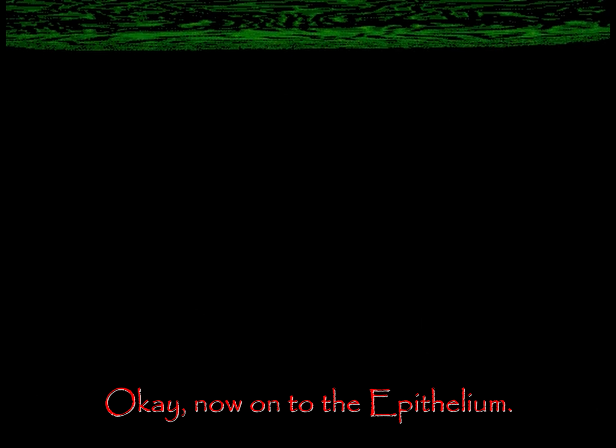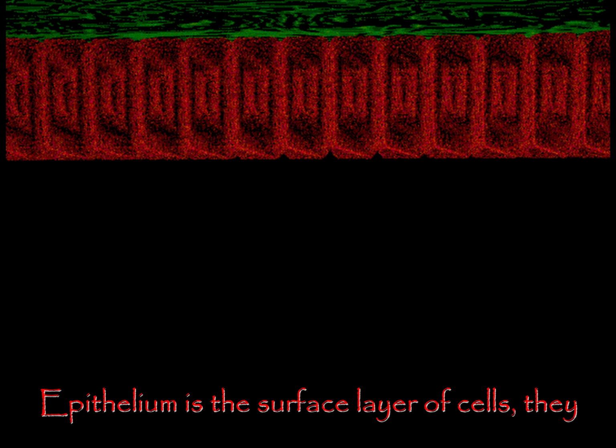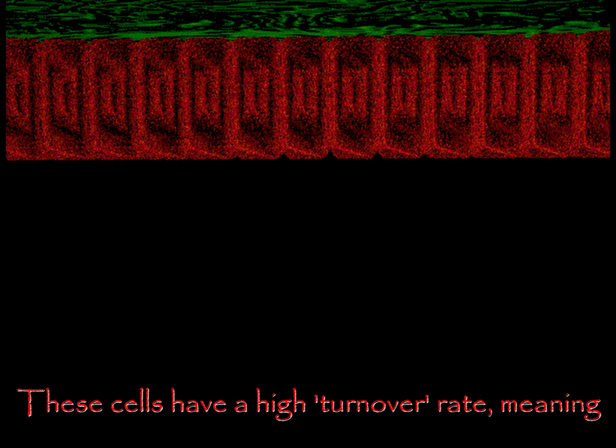Okay, now on to the epithelium. Epithelium is the surface layer of cells. They secrete a thick, gel-like mucus that protects the body. These cells have a high turnover rate, meaning that they replace themselves often when clearing out invasive particles and pathogens. Some may have cilia, which help move foreign substances, such as in the lungs.